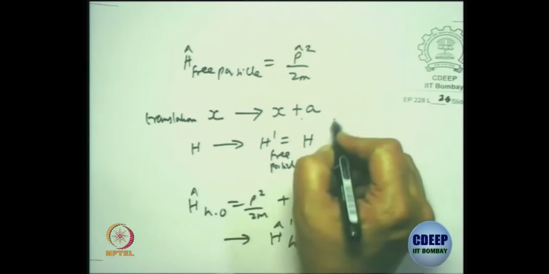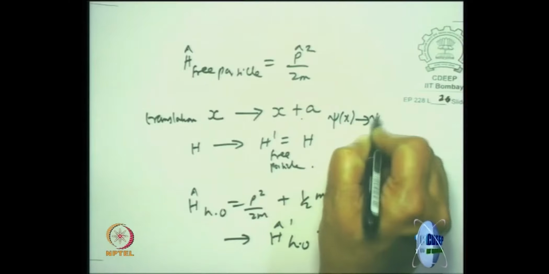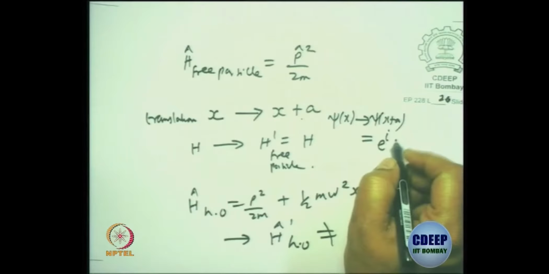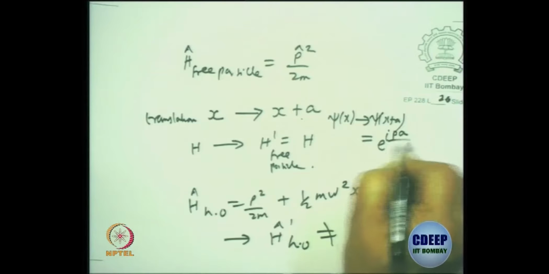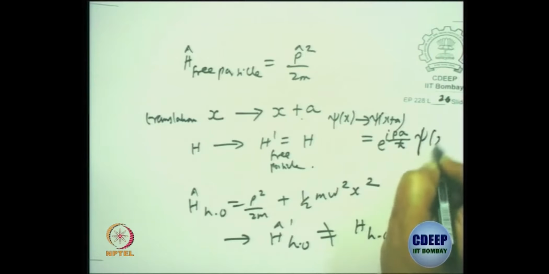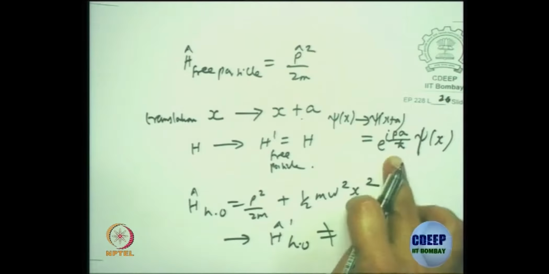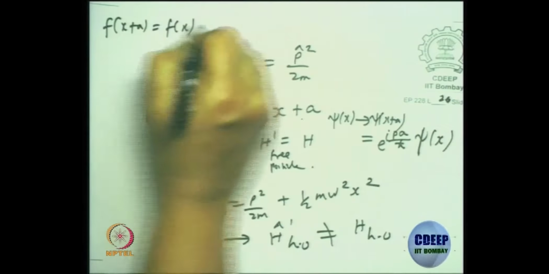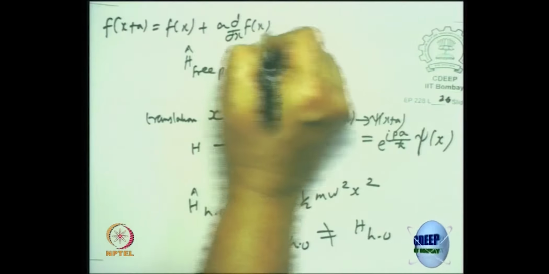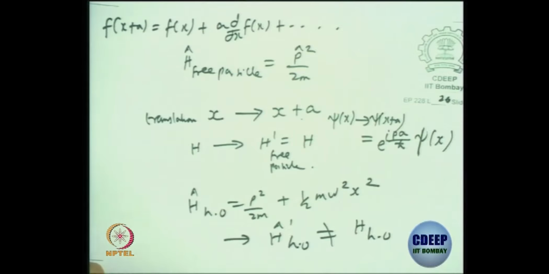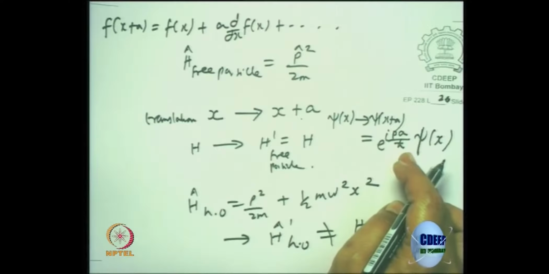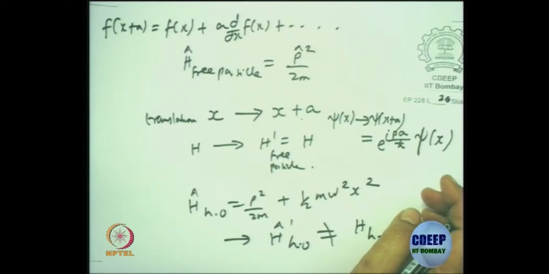And when I do this transformation, any wave function psi of x goes to psi of x plus a, and I could rewrite this as e to the power of i p a by h cross acting on psi of x, right? This is what you have done in your assignment. It's a Taylor series expansion which I have compactly written. Sure, you have all done f of x plus a as f of x plus a times del by del x f of x and so on. And instead of del by del x, I am going to use the momentum operator. Because I use the momentum operator, I will have an i and an h cross coming up. This is what you have done in your assignment.